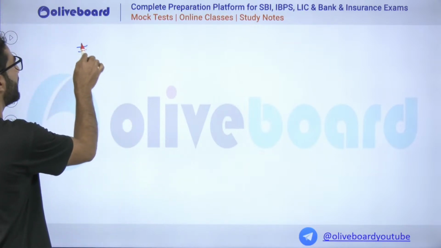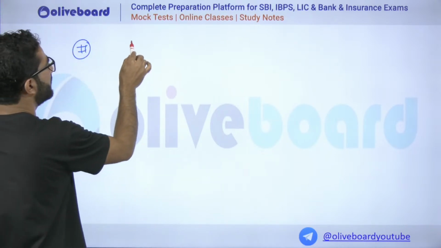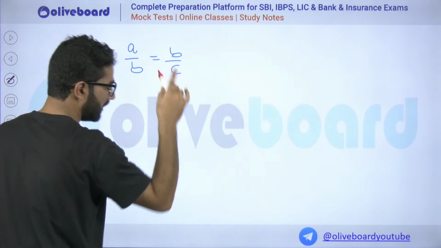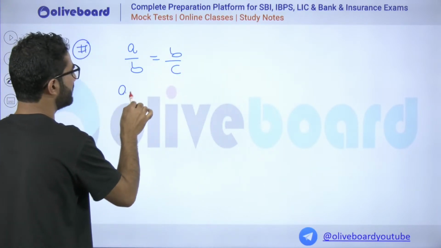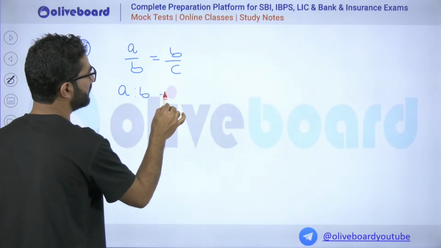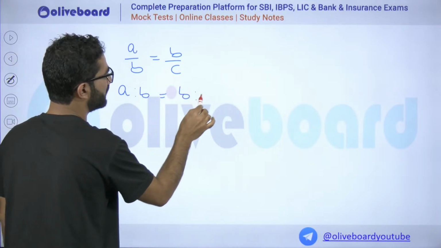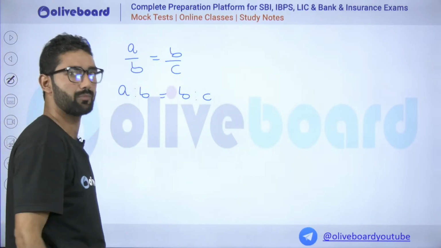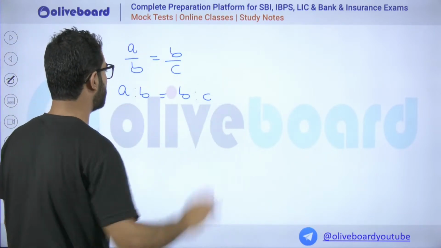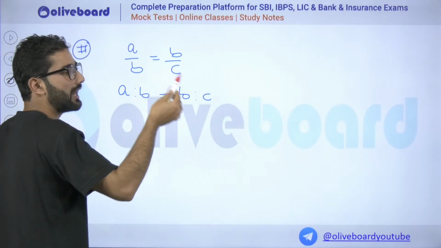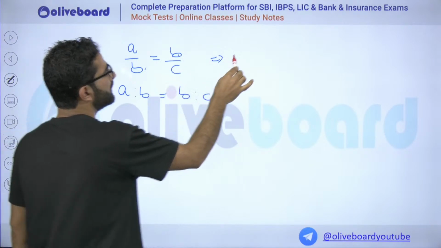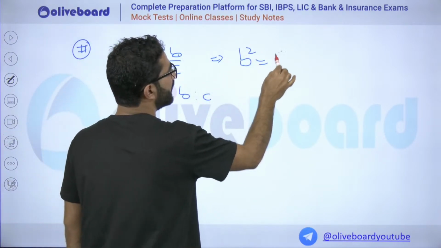Whenever I write a upon b, it is equal to b upon c. Or I can also write it as A is to B as B is to C. So when ratios are equal, that means they are in proportion. That is the thing we deal with in ratio and proportion. So in order to calculate the mean proportion, we can write B is to B, it will be B square, which is nothing but AC.